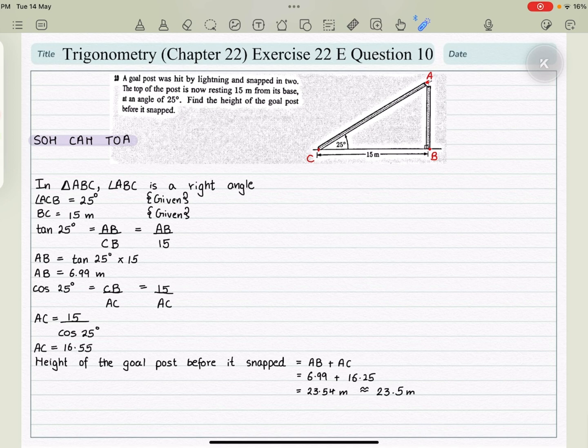And then we add both of them, and then we get 23.54, and that will give us the answer as 23.5 approximately, because in examination you are supposed to give the answer to one decimal place rather than 2 decimal places. So you'll just say 23.5 because 4 is less than 5. So this will be approximately equal to this. And that's it. So thank you.